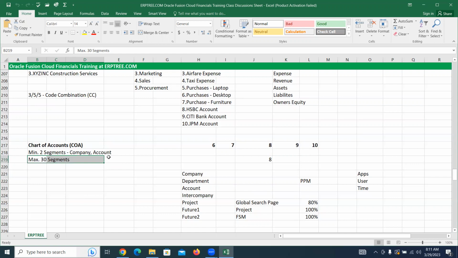Natural account and company primary balancing segment. For company, we assign the primary balancing segment. That is, at the company level, we need to balance the debit and credit balances. So we need the company for the primary balancing segment. And for natural account, we have assigned the natural account segment label, for knowing the account type, which account type we are doing the transactions. For that reason, we have assigned it.